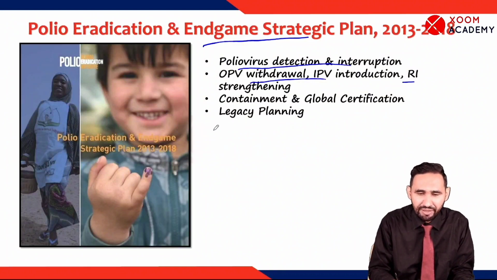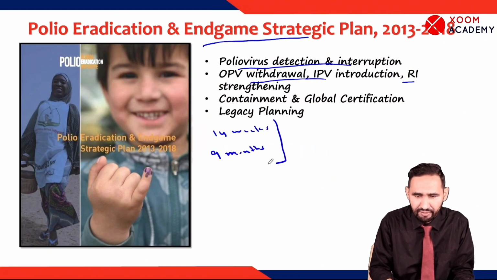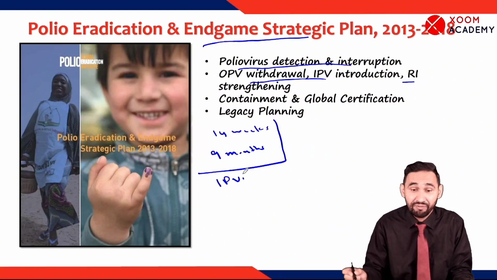So IPV is given at 14 weeks and at the age of 9 months. We are given IPV. So there is shifting. We are in shifting phase.